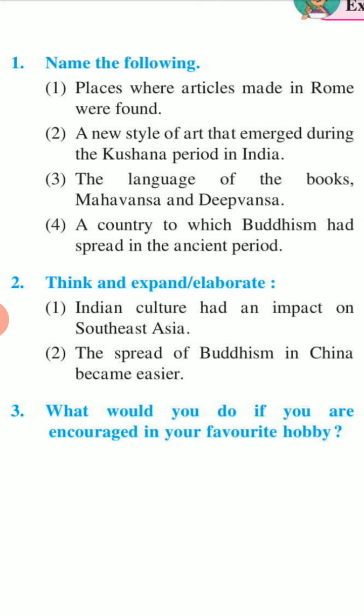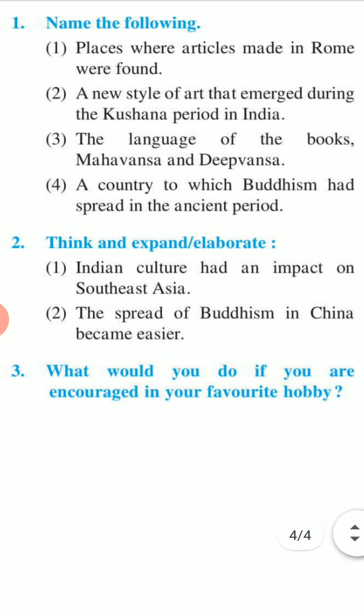Let's see the exercise. First question is name the following places where articles made in Rome were found. A new style of art that emerged during the Kushana period in India. The language of the books Mahavamsa and Deepavamsa. A country to which Buddhism had spread in the ancient period. Second question is think and elaborate. Indian culture had an impact on Southeast Asia. The spread of Buddhism in China became easier. What would you do if you are encouraged in your favorite hobby?